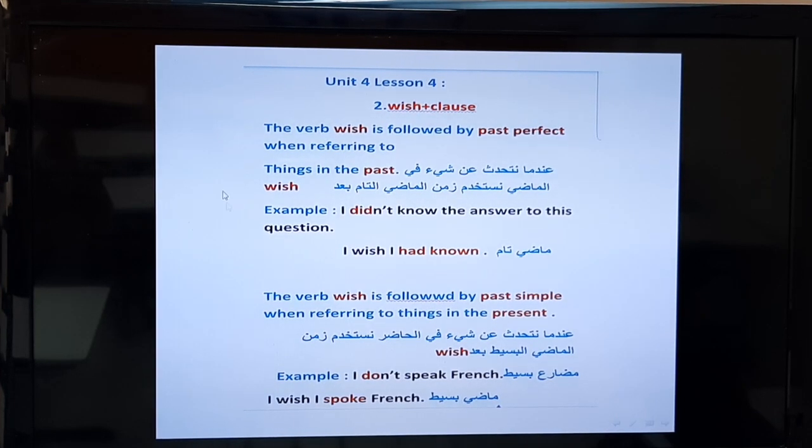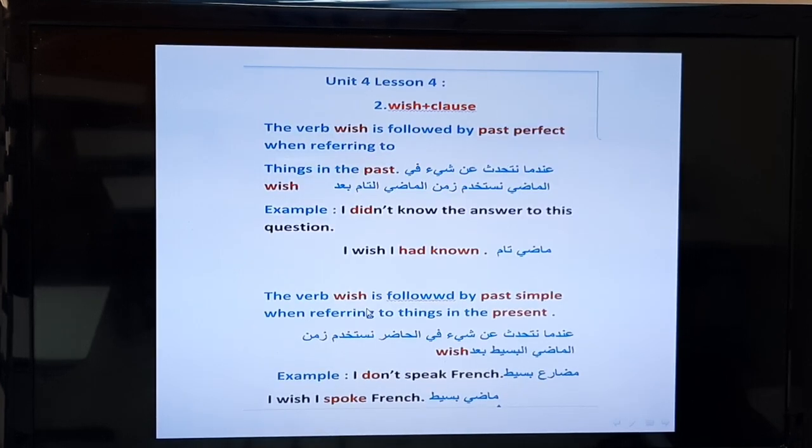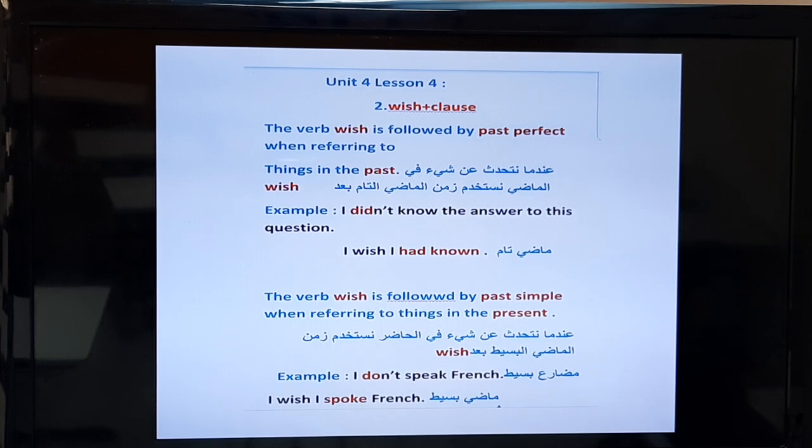We have another grammar rule in Unit 4, Lesson 4, page number 45, which talks about wish plus clause. The verb wish is followed by the past perfect when referring to things in the past. And you have the meaning of this sentence. Example: I didn't know the answer to this question. So, I wish I had known.